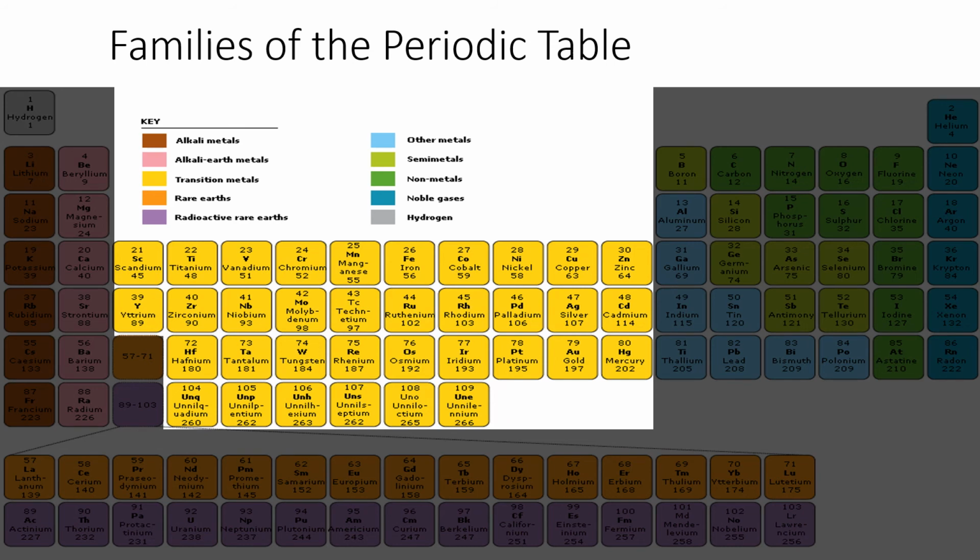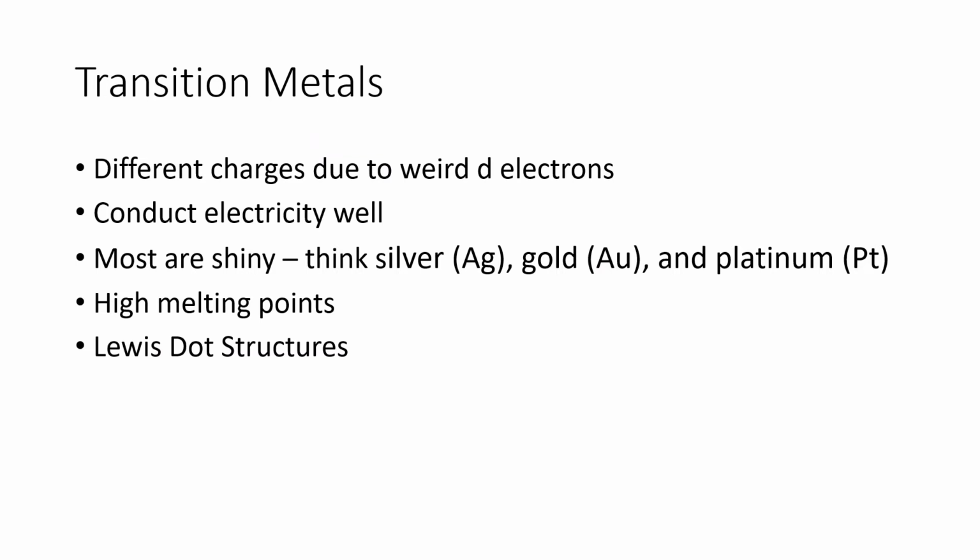So the next family is the transition metals. This is the d block that we talked about in class when we started talking about electron configuration. Transition metals can have weird charges. I don't know if you noticed on your list, there are a lot of things that have like +2, +4, +7, and what this is referring to is the d electrons.